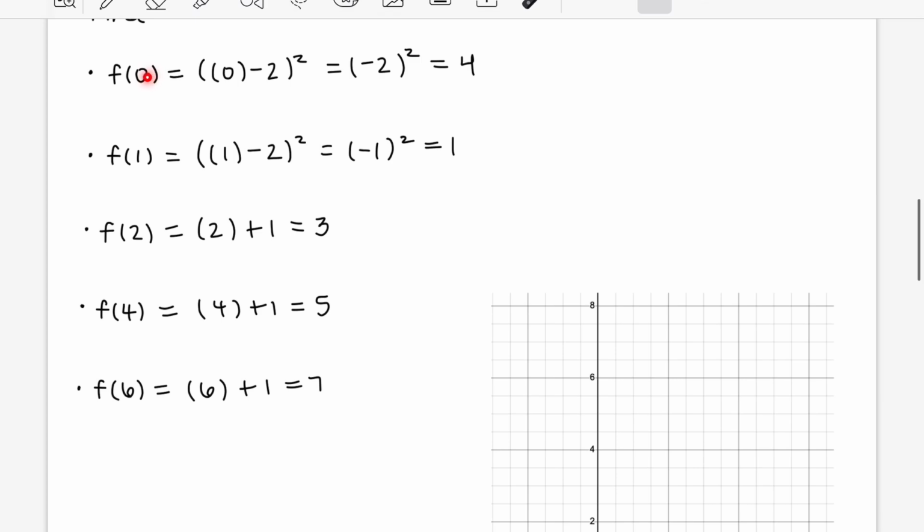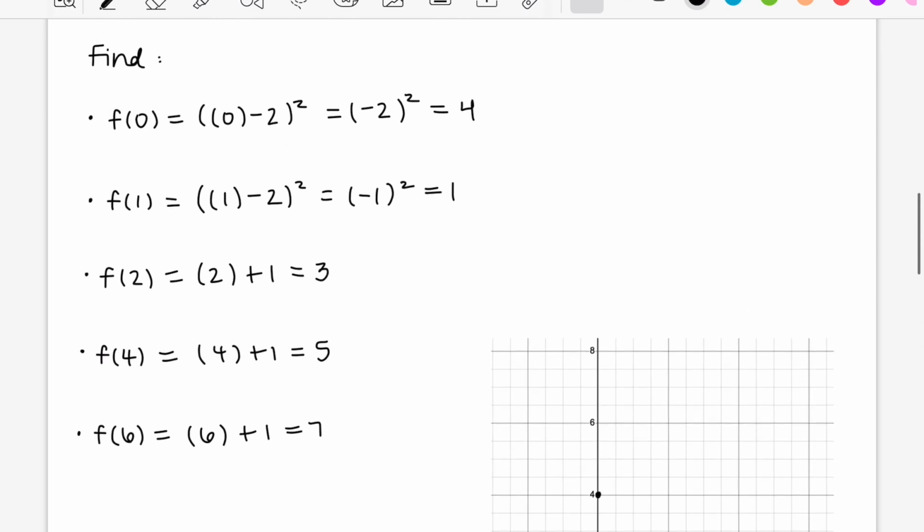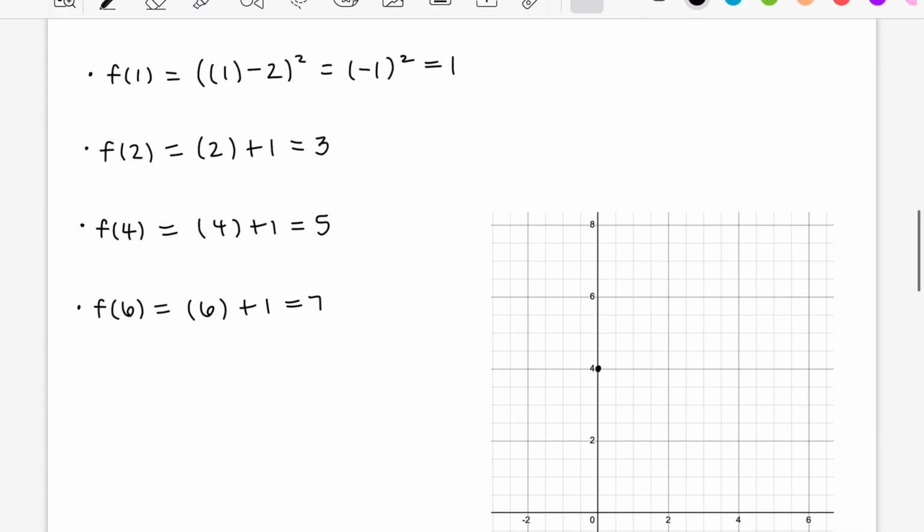So first, we know that when x is equal to 0, f of x is going to be 4. So 0, 4, we're going to put a point there. Then we also know when x is equal to 1, our output's 1. So we'll put a point here.